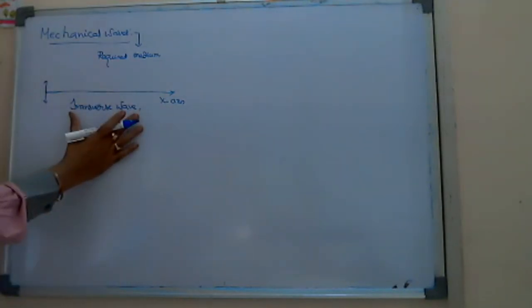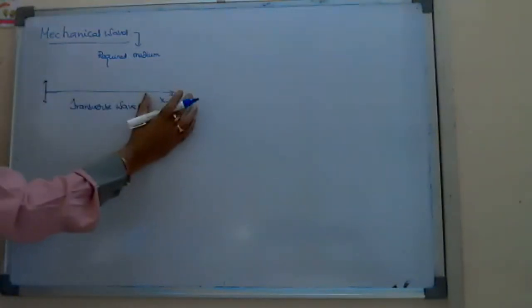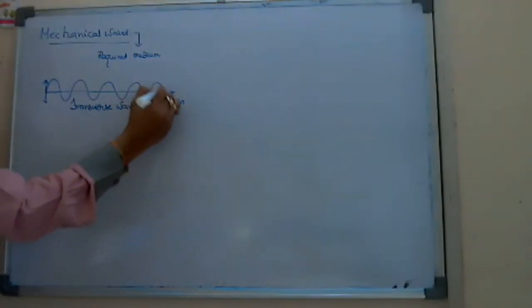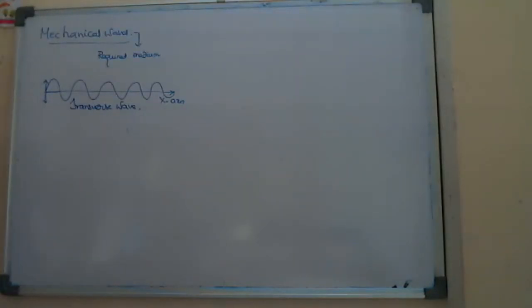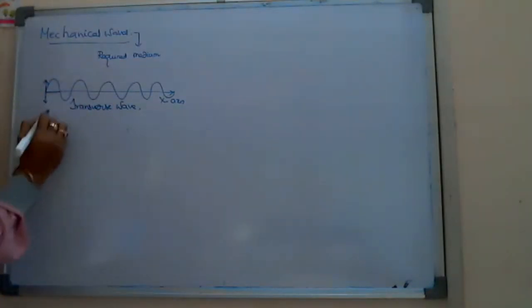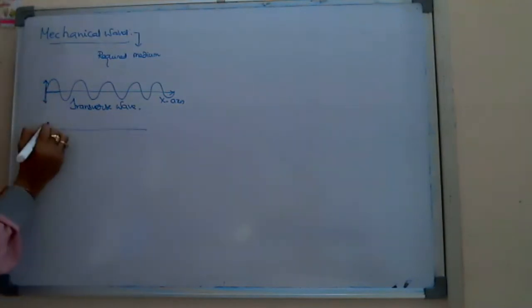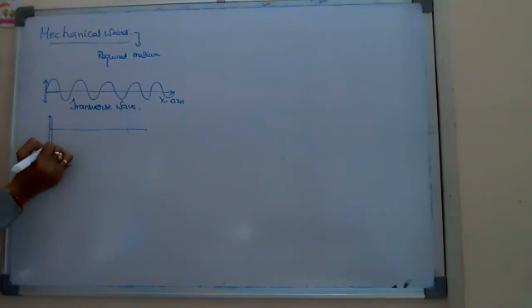Okay, transverse wave means for the propagation of the wave, if the medium particles vibrate up and down like this, this is called a transverse wave. In this transverse wave, medium particles are vibrating up and down. If you see, once the particle goes up, again it should come back to its original position, and again it should go down, and again it should come back.